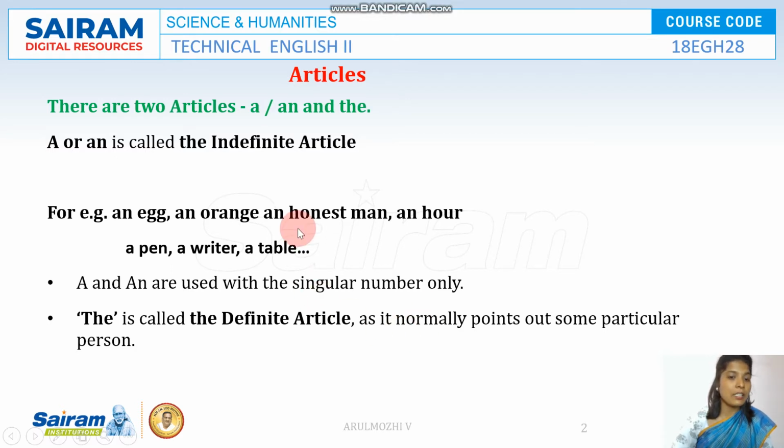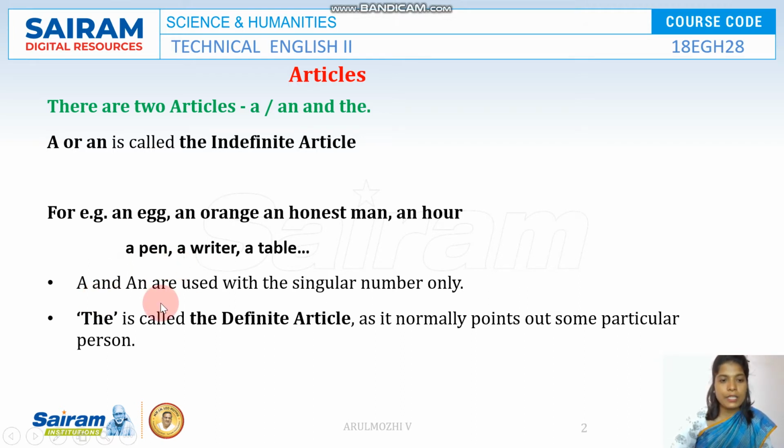Don't count the letter. Please observe the word sound. When you pronounce honest, the H is silent. So we have to say an honest man, an hour, likewise an MLA. Before the letter L, we have the sound A, so it is a vowel sound.